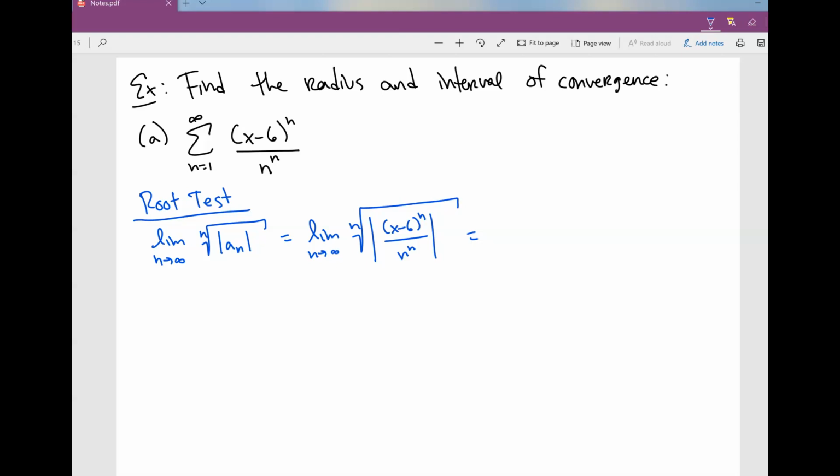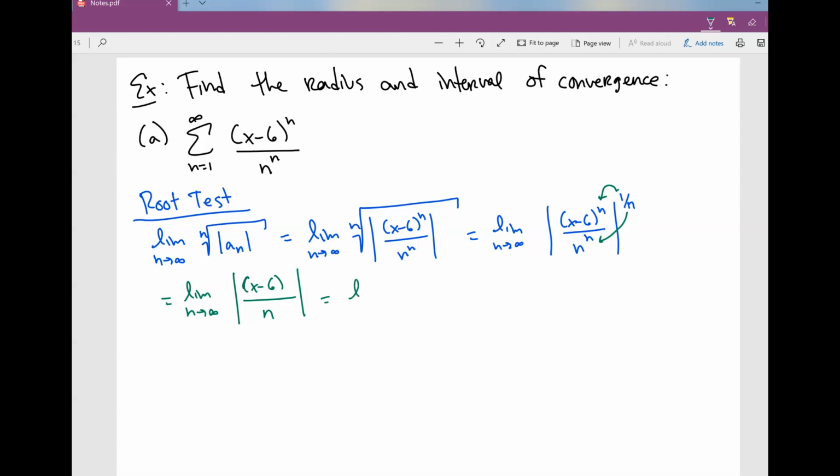So let's change this nth root to a rational exponent. We're going to have the absolute value of (x minus 6) to the n over n to the n, all to the 1 over n. Now we distribute this 1 over n to both of these. You have the limit as n goes to infinity of the absolute value of x minus 6. The n's cancel out, and on the bottom, this n also cancels out, so you're left with n.